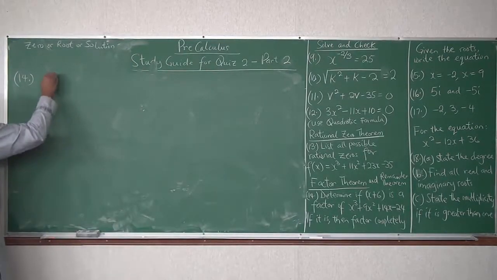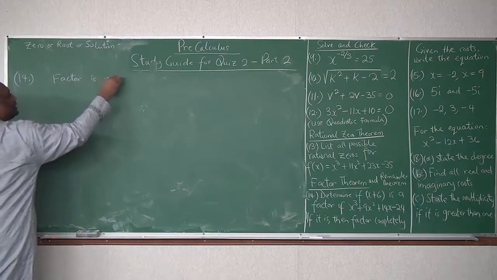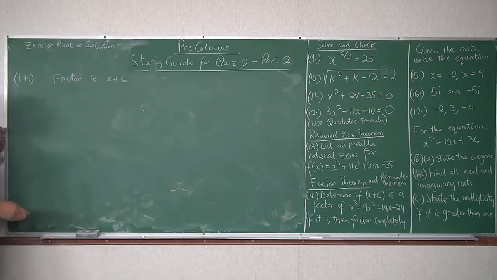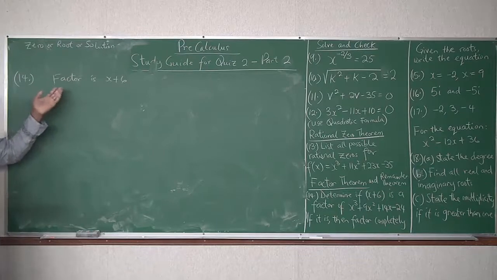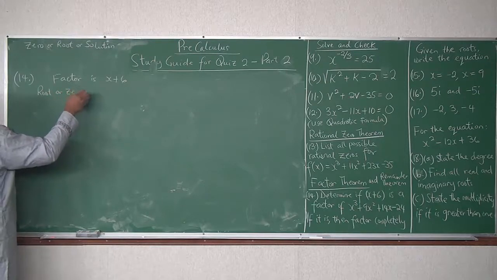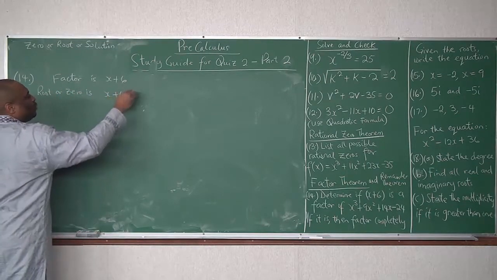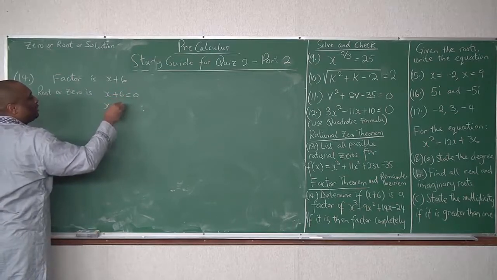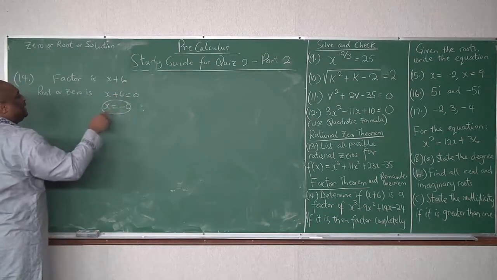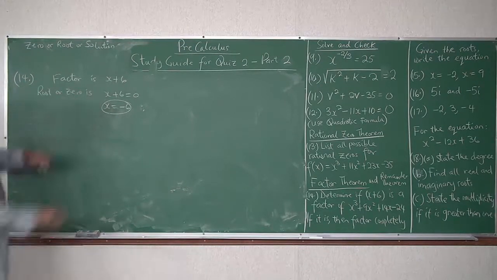The factor is x plus 6. But the 0, or root, or you can say solution, is what? You do x plus 6 equal to 0, so x equals negative 6. This is the 0, and this is the factor.